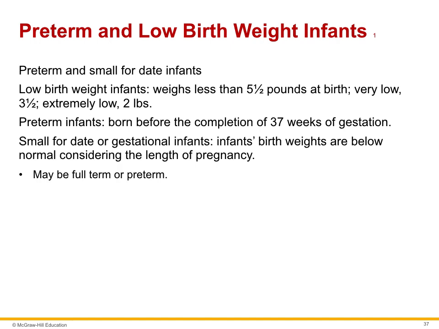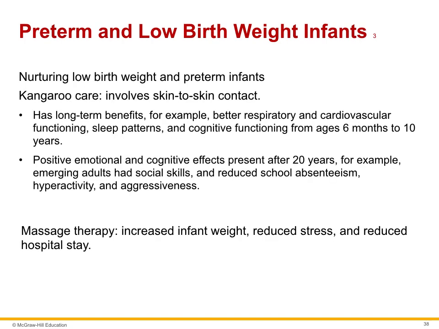One of the things that the text talks about is preterm and small for date infants. This is just the idea that low birth weight infants typically weigh less than 5.5 pounds at birth. Very low is 3.5, and extremely low is 2 pounds or less. Preterm is the idea that a baby is born before the completion of 37 weeks of gestation. A lot of times you hear 40, but 37 is what we're at least trying to get to. And all of these things can have a high impact on a child.